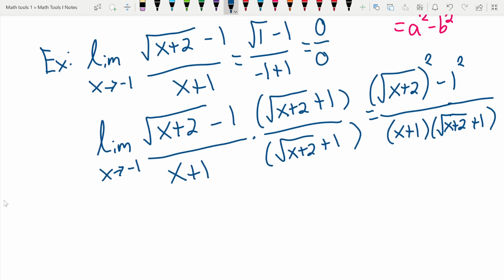So the square root of x plus 2 squared, the squared and the square roots are inverse functions, right? They cancel out. So we get, if we want to be really proper, that limit should be coming along with us. So the limit as x approaches -1 of x plus 2, minus 1 squared, which is just 1.